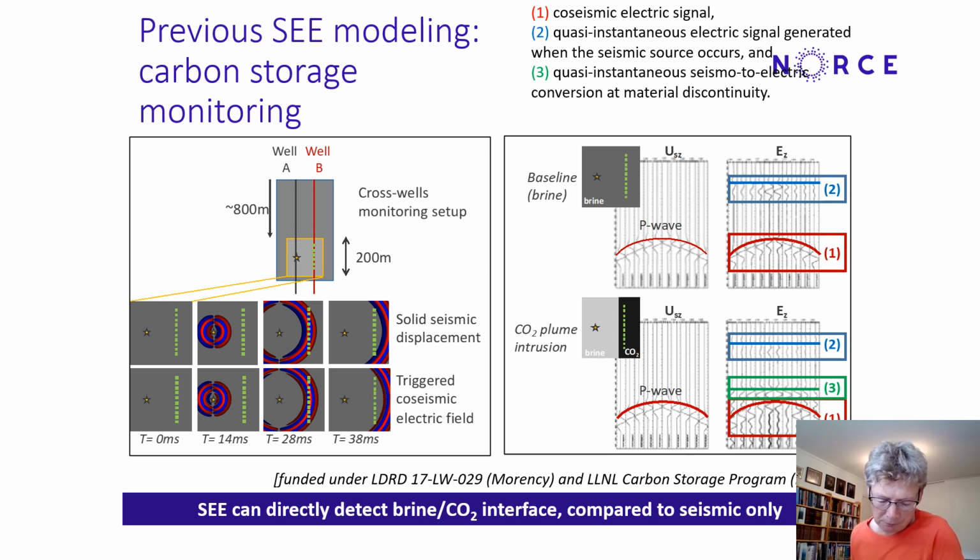The bottom figure shows the same case with CO2 in well B. Here we record an additional electric waveform marked with green and number 3. This is a quasi-instantaneous seismo-to-electric conversion at the material discontinuity at the interface between the brine and the CO2.